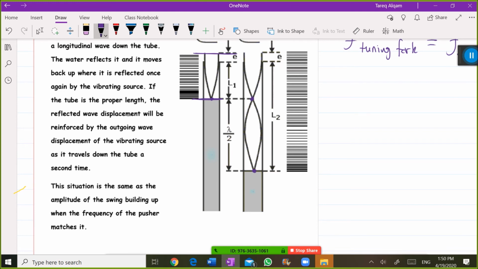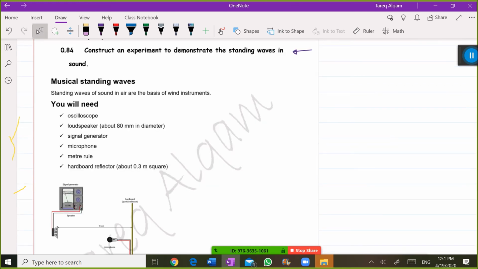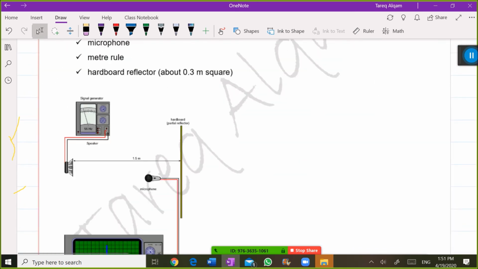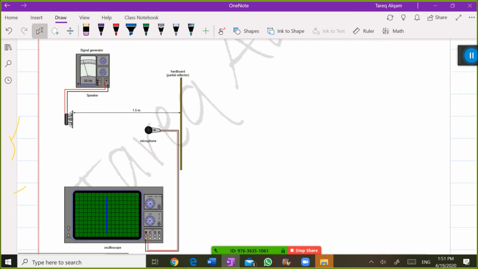Clear, guys? Any question about that? Construct an experiment to demonstrate standing waves in sound. Guys, pay attention. You will be asked about these things: experiments to form standing waves in sound. Here we have two ways. First way, look here please. I will bring a speaker connected to a sound generator, a microphone here, and a reflector. Accordingly here we have outgoing waves and here reflected waves. These waves will interfere constructively and destructively, forming a standing wave.